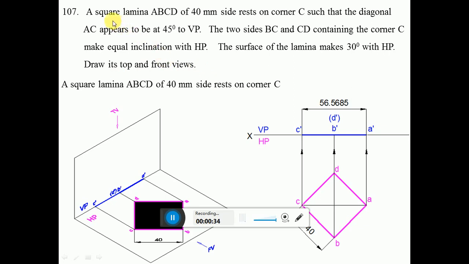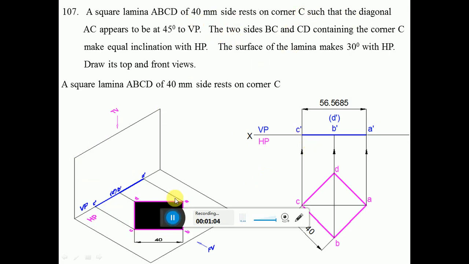First, he says a square lamina ABCD of 40 mm side rests on one of its corners C. So it will have a corner, since it is an even-sided figure. Here the corner opposite to this is also a corner. So we can see here C and A both are the corners. This is the point C and this is the point A. Why have we taken it like this? Because C should be on the left side, because he says the corner C is resting on HP.